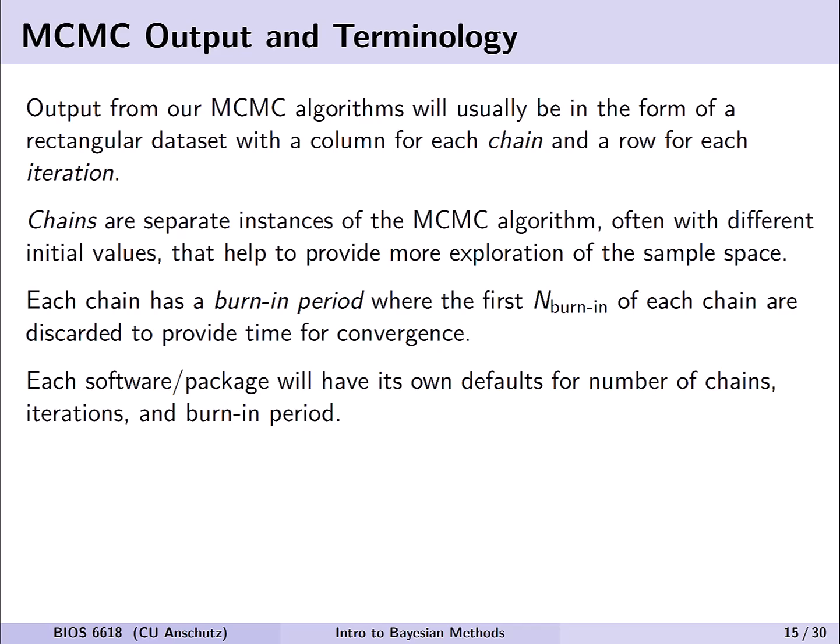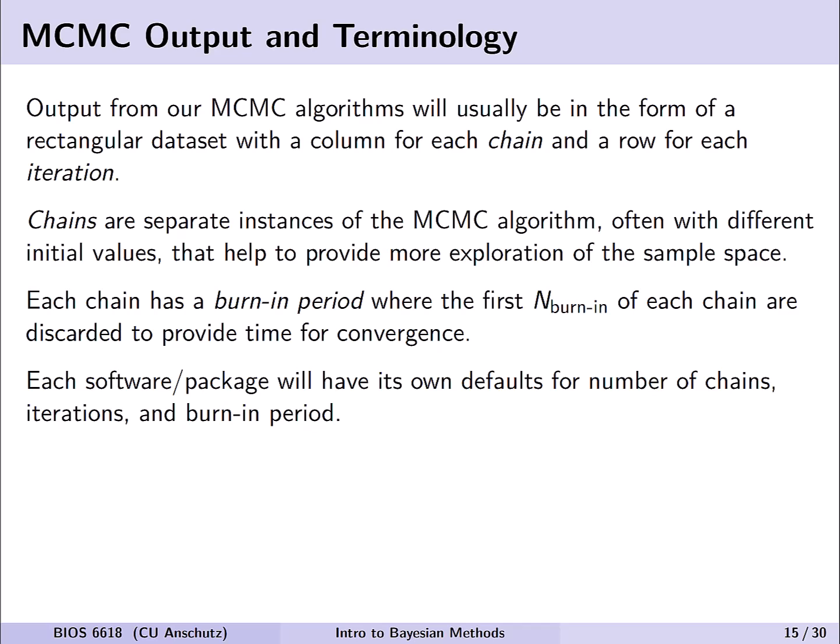Now, let's discuss some general MCMC output ideas and terminology. The output from your MCMC algorithm after you've run your software will generally be in the form of a rectangular data set, where you will have a column for what we call a chain, or each chain you run, and a row for each iteration.